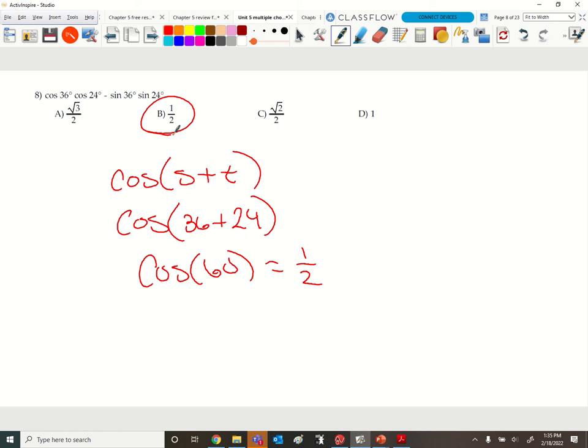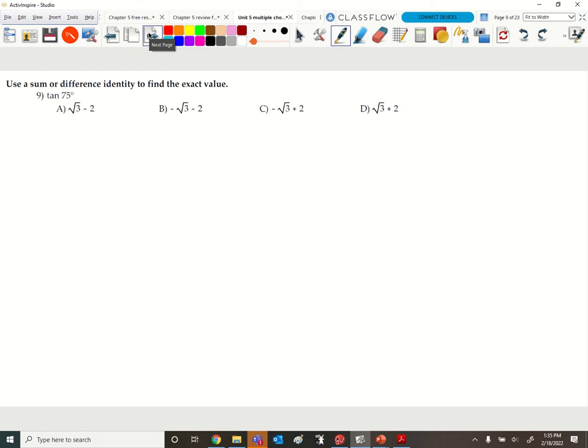All right? Nine. Now, if you go look at the formulas for tangent using sum and difference, aren't those ones ugly? So what do you think would be easier to do? Wow. That did not want to work very well.